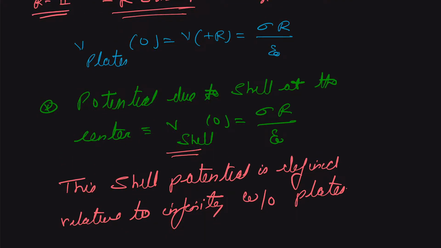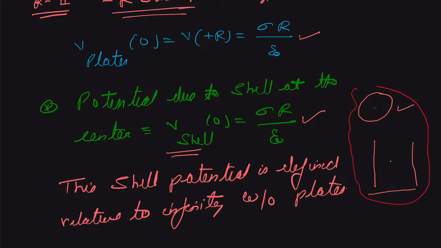Like I said, we divided this entire problem into two parts. First, we considered a shell independently. Then we considered our two plates independently. We calculated our potential because of the shell at the center, which is our first step, and then we calculated the potential because of the plates at the center. Now we are simply going to solve this.